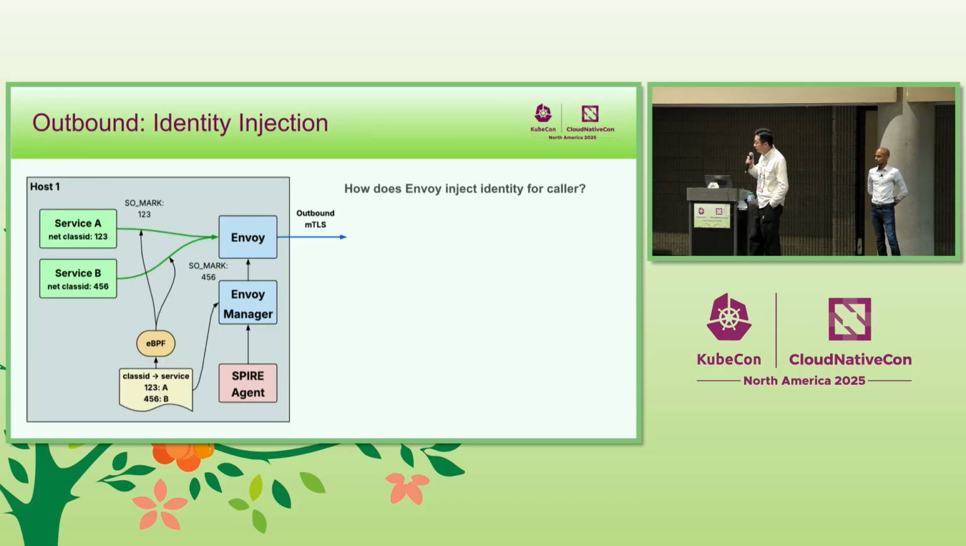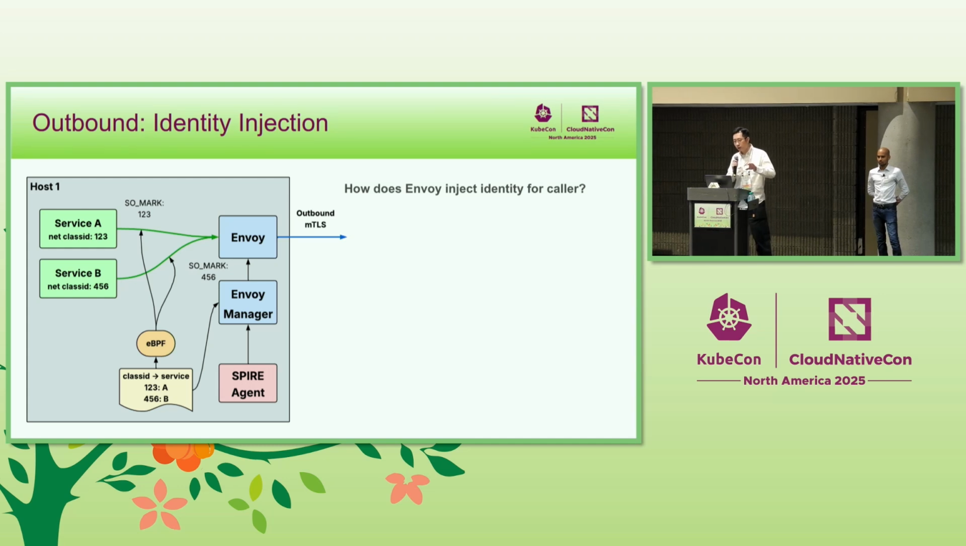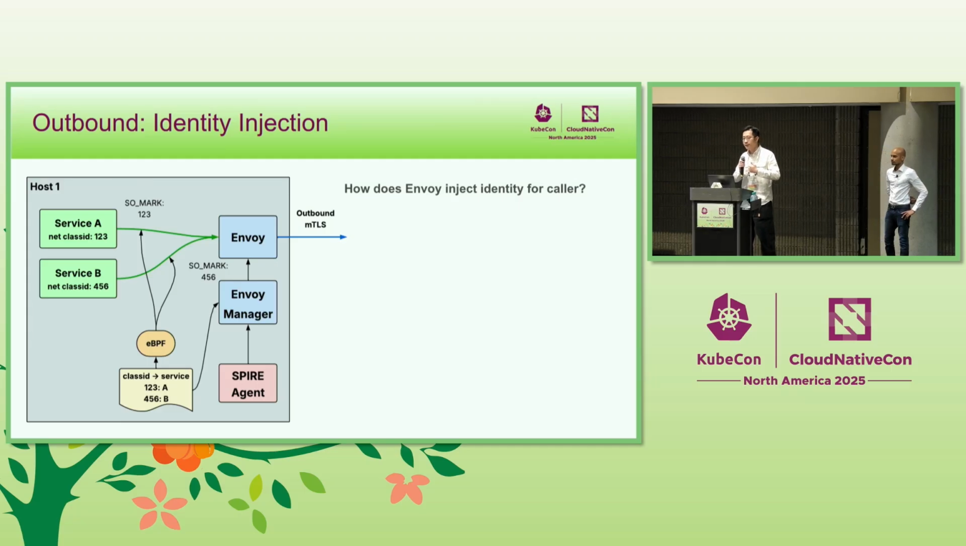Okay, so let's zoom into the outbound. How do we inject the identity? The major problem here is when the TCP connection is redirected from the service to the Envoy, how does Envoy know who is the caller? If you know about the TCP connection, you know it gives you limited information, right? Source IP, source port, destination IP. So how do you know it's service A or service B initiating that TCP connection?